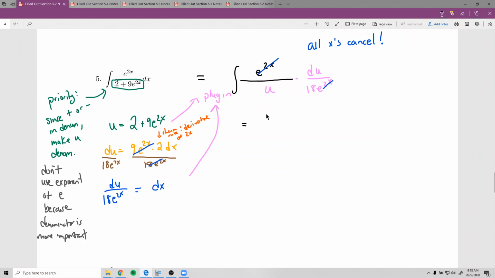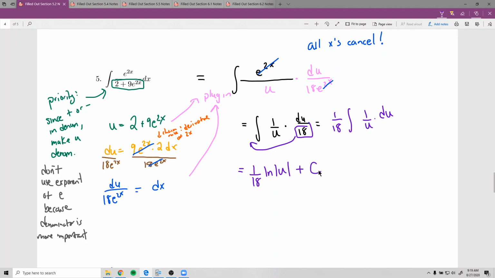Right, so what are we left with when those cancel out? We have a 1 over u in the first fraction. In the second fraction, we have a du over 18 because the e to the 2x is gone. Then we can bring out the 18 like we have been. Since it's on the bottom, it's 1 over 18. And then when we integrate 1 over u du, that's our special power, -1, we get the natural log. So we have 1 over 18 times the natural log of the absolute value of u plus c.